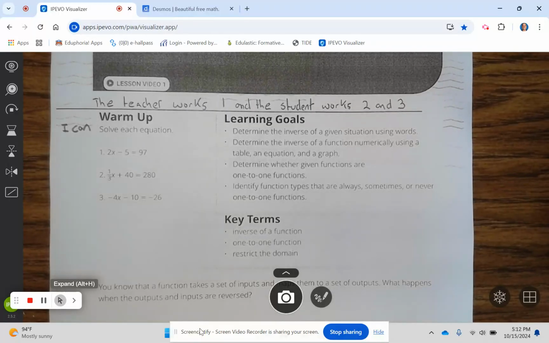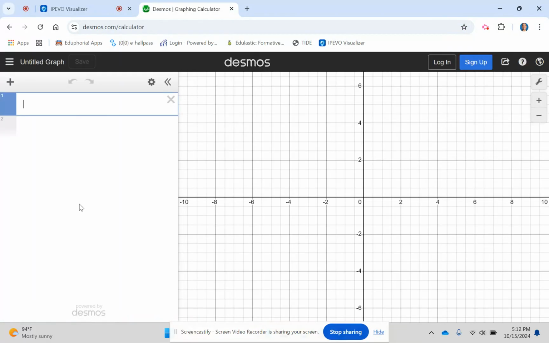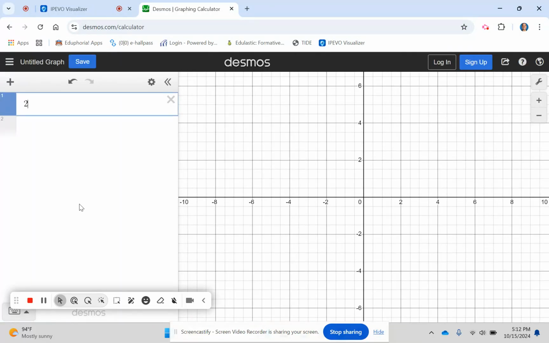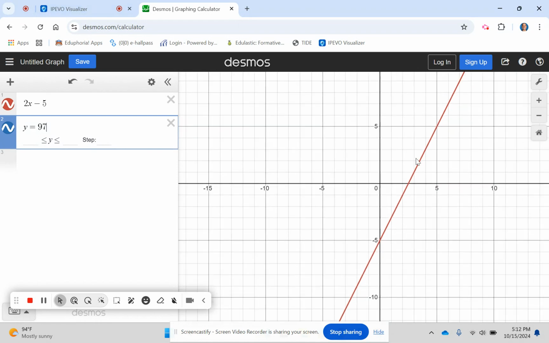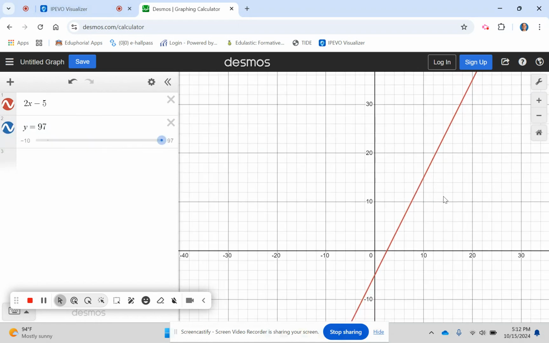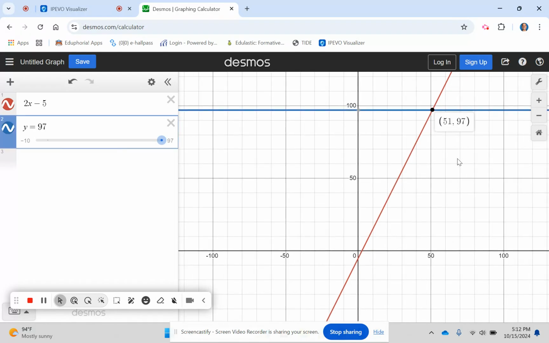All right, so to do that, we're going to use Desmos. So I'm going to graph the left side, so 2x minus 5 and y equals 97. I'm going to zoom out until I see that y equals 97 line. Ta-da! The point of intersection is the solution. It's the x value, so x equals 51.